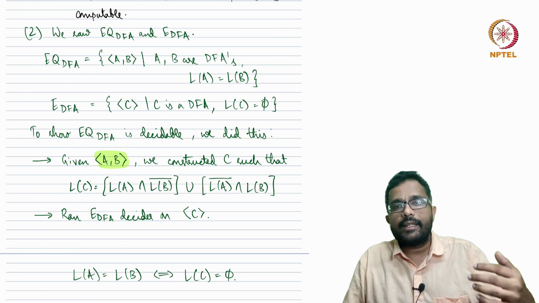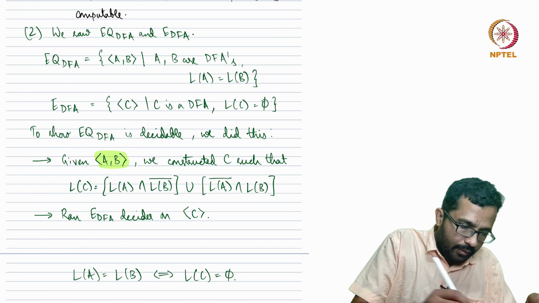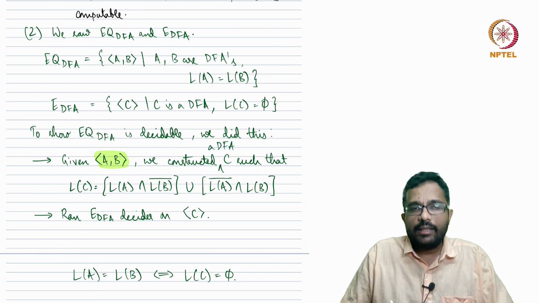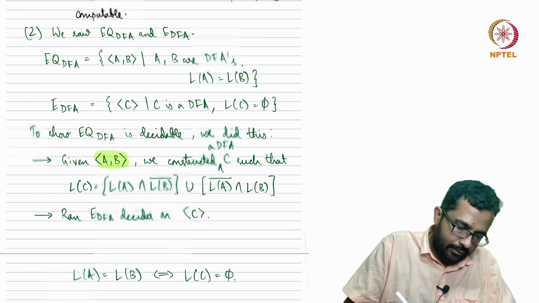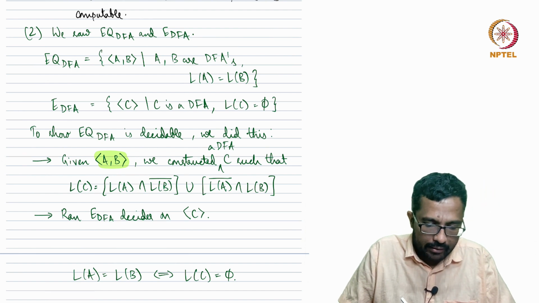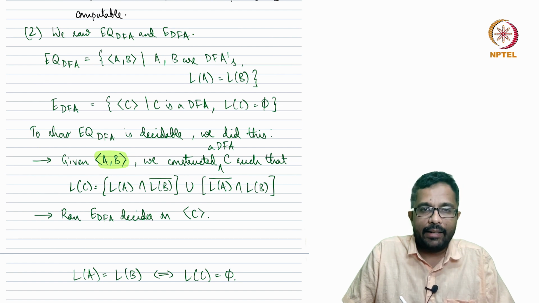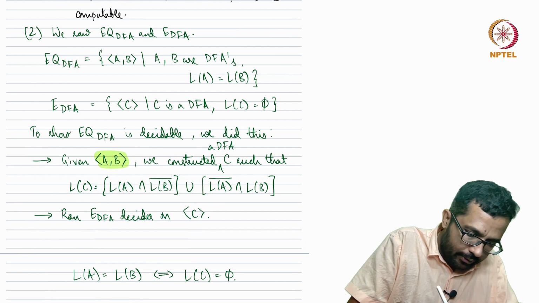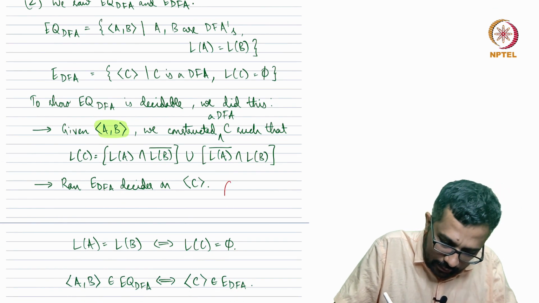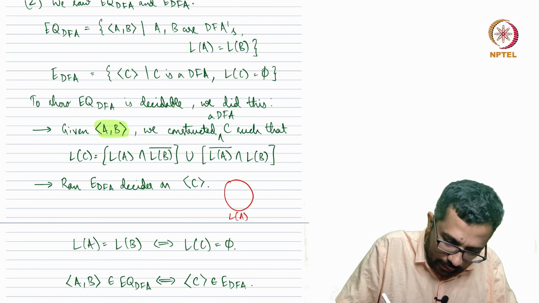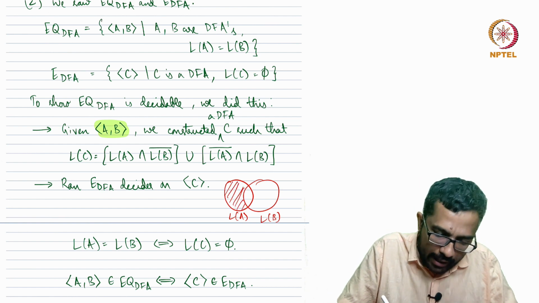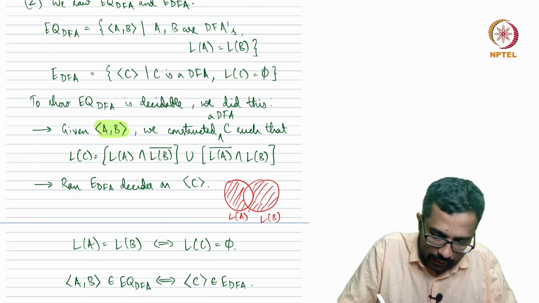we constructed a DFA C such that C accepts this language. What is this? This is the symmetric difference of L(A) and L(B). Maybe I'll just draw it for the sake of convenience. So this is L of A and this is L of B. L of C is everything that is in L of A but not in L of B, and everything that is in L of B but not in L of A.